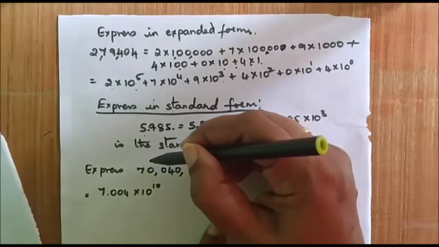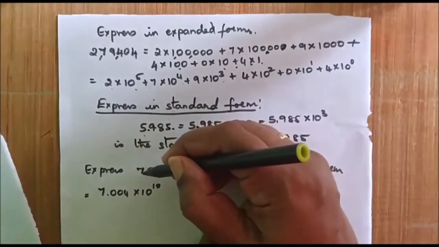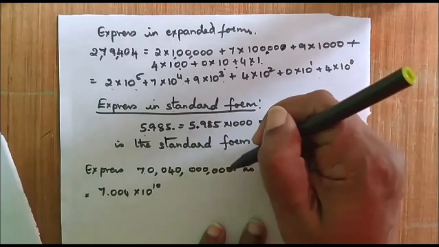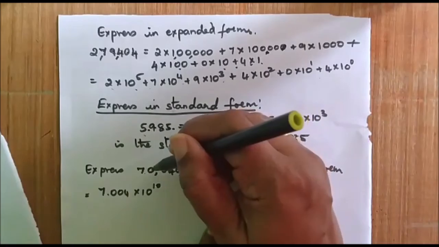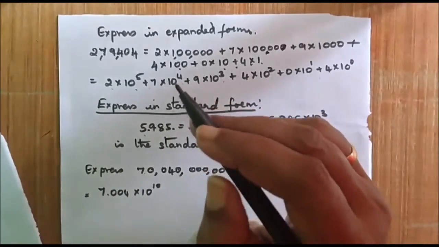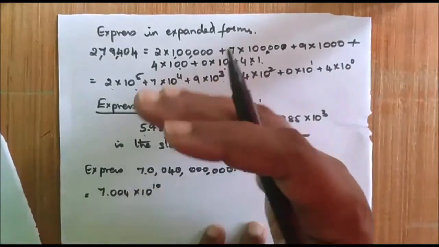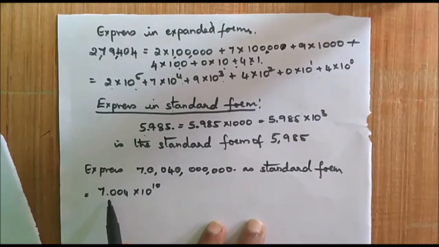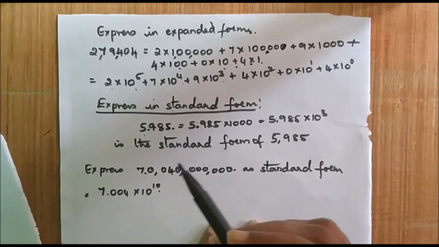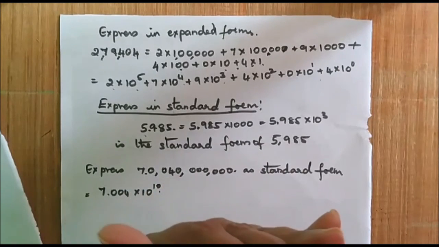Now, I am given a big number. Let us find how many places there are after the right. A point should come after 7, isn't it? So 1, 2, 3, 4, 5, 6, 7, 8, 9, 10. So there should be 10 zeros so that my point comes after 7. That is how we express it in the standard form. So it is 7.004 into 10 to the power 10. I hope you got it. This is how we express it in the standard form.